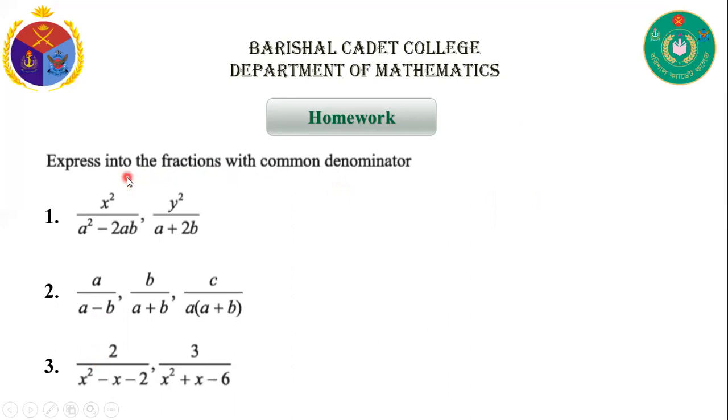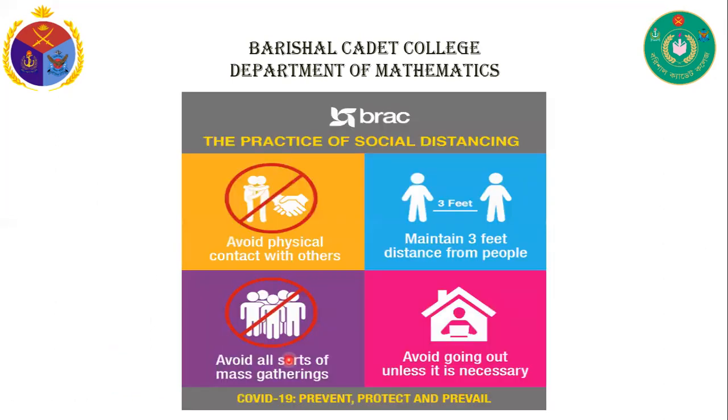These are three questions. Question 1: x squared divided by a squared minus 2ab, y squared divided by a plus 2b. Question 2: a divided by a minus b, b divided by a plus b, and c divided by a into a plus b. And the third one: 2 divided by x squared minus x minus 2, and 3 divided by x squared plus x minus 6.